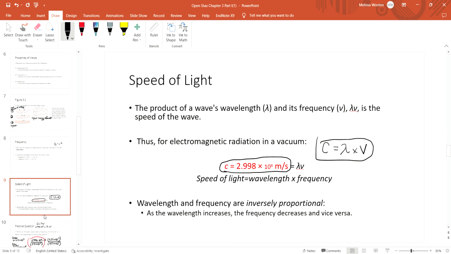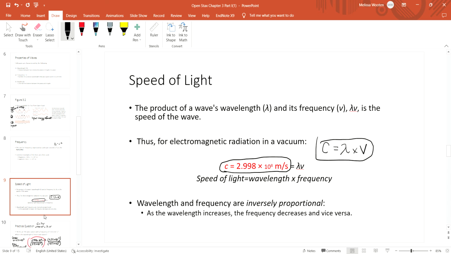You will need this formula, so write it down. The product of a wave's wavelength and frequency is the speed of the wave. For electromagnetic radiation in a vacuum, meaning there's nothing, no particles, there's no air because there's no nitrogen and oxygen and all that stuff, any electromagnetic radiation, no matter what end of the spectrum it's on, travels at the speed of light. And that's a constant you're going to need to know. Like Avogadro's number, 6.022 times 10 to the 23rd, is a constant we use a lot. This is another one of those constants.